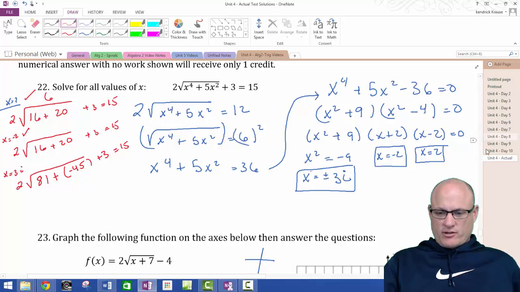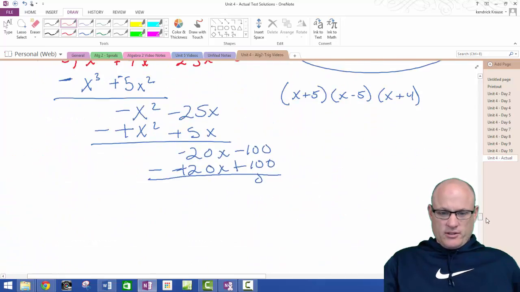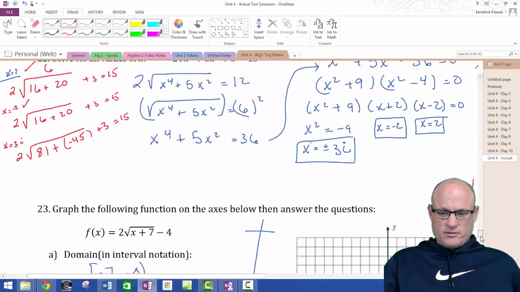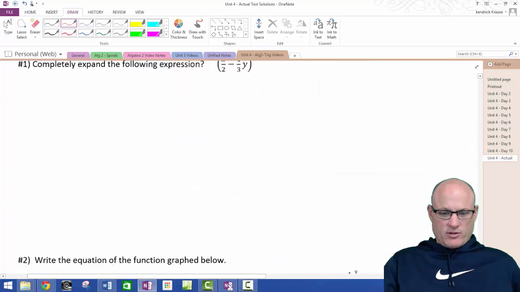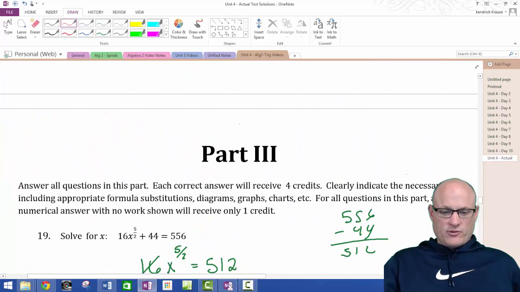Again, I would just use the calculator to check these. These are just way too crazy, and I don't have the calculator available to me. Anyway, I'm not going over those. All right, that's the solutions to this.